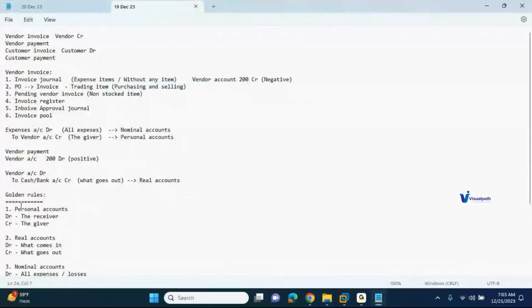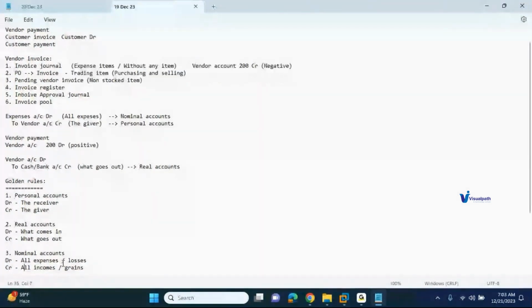Golden rules. There are three golden rules. This is a rule, you cannot change it. One is personal accounts, real accounts, nominal accounts. Personal accounts means debit the receiver, credit the giver. Real accounts: debit what comes in, credit what goes out. Nominal accounts: debit all expenses and losses, credit all incomes and gains.